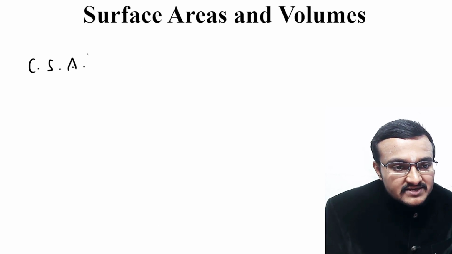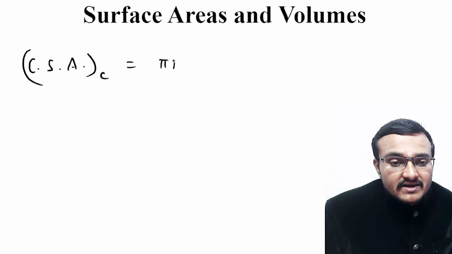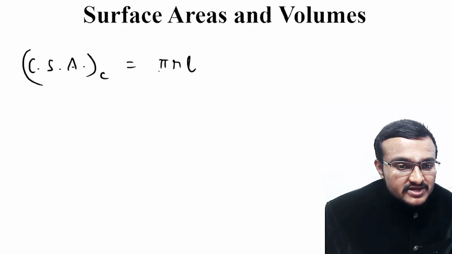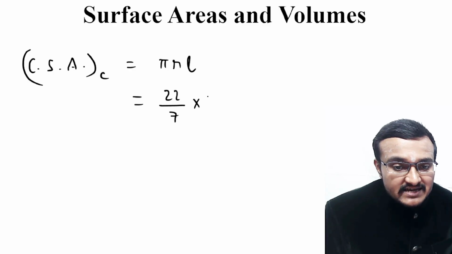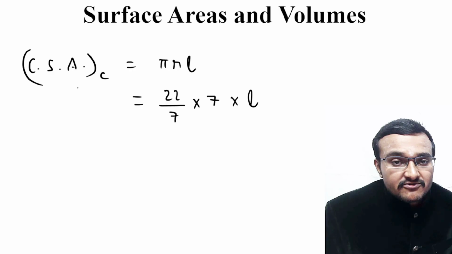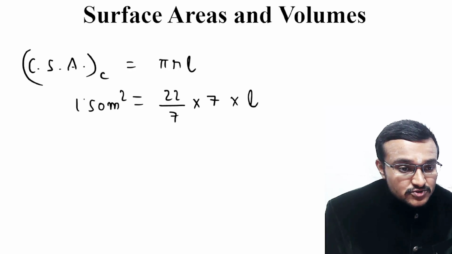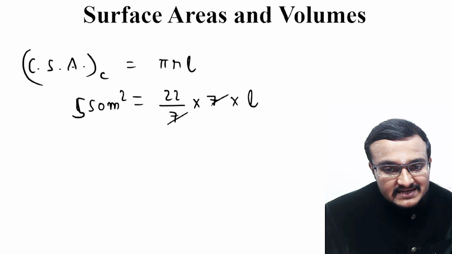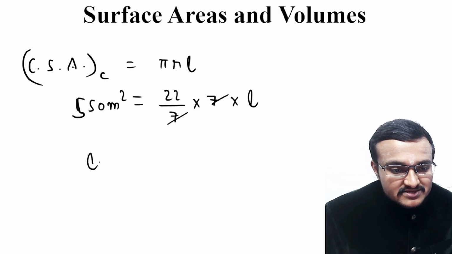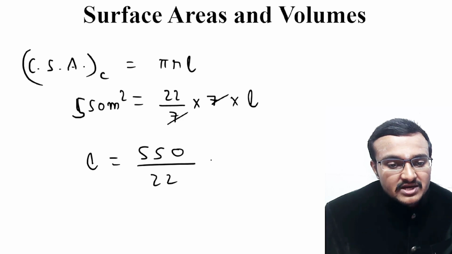So curved surface area of a cone is always equal to pi r l. Here the radius is given as 7 meter, so 22 by 7 into 7 meter into L, which we don't know. Curved surface area is given as, sorry, 550 meter square. Now the 7 gets cancelled with each other. 22 you can bring to the other side of the equality symbol. Then L will be equal to 550 divided by 22.